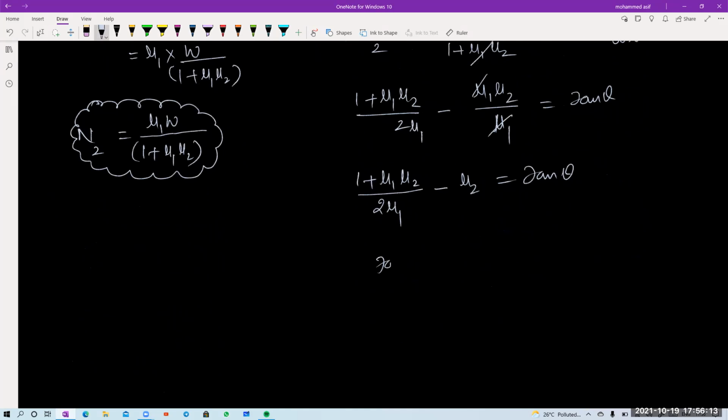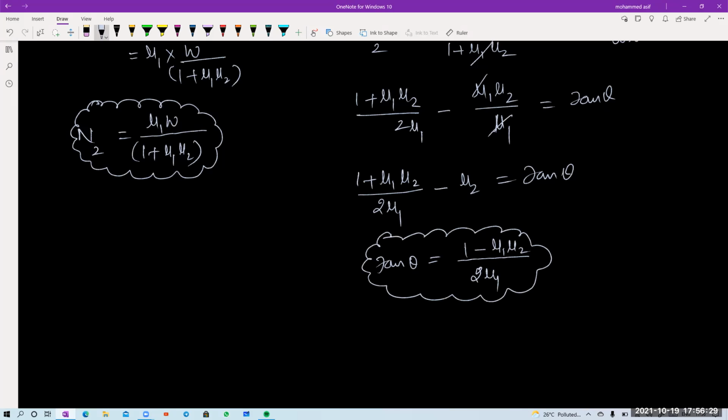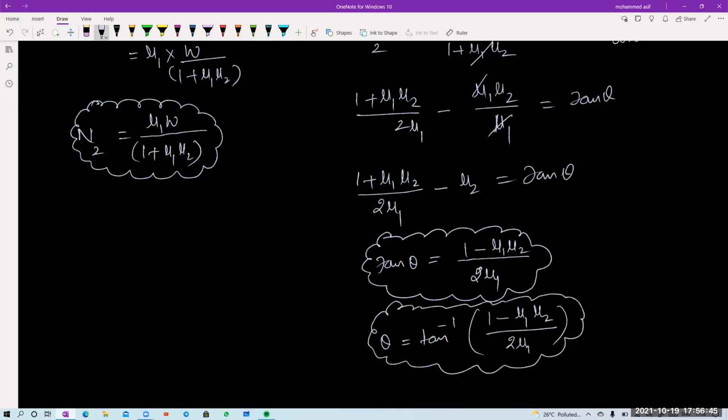So we'll be getting tan theta is equal to, this will be 2 times mu1 into 1 minus mu1 into mu2. So this will be the answer. Tan theta is equal to 1 minus mu1 mu2 divided by 2 into mu1. You can just check the calculation. So theta will be equal to tan inverse of 1 minus mu1 into mu2 divided by 2 times mu1. So that is the answer for this one. If he is asking only the angle, then theta will be equal to tan inverse of 1 minus mu1 into mu2 divided by 2 times mu1.